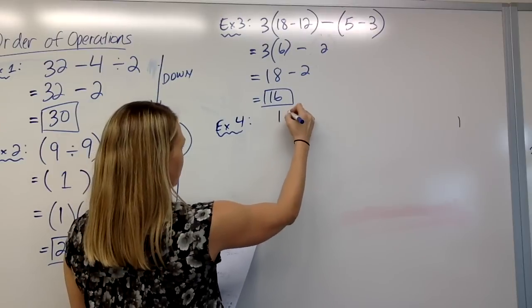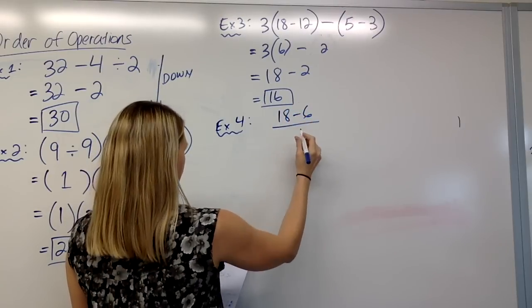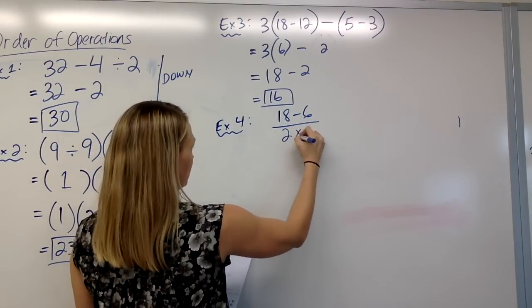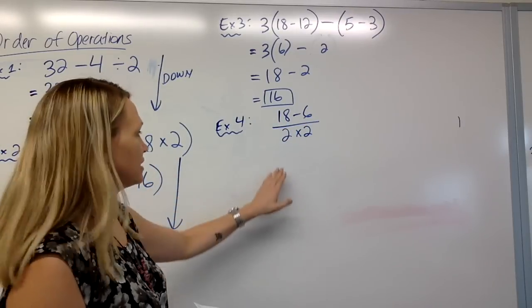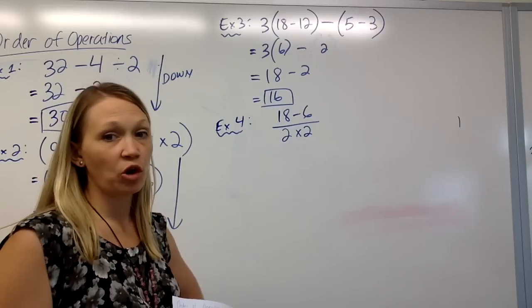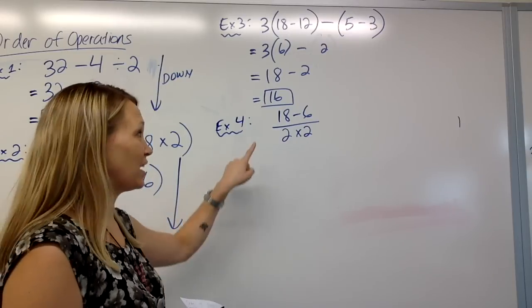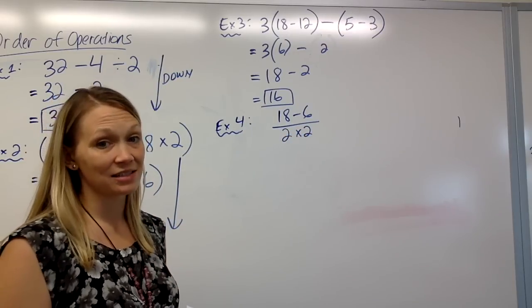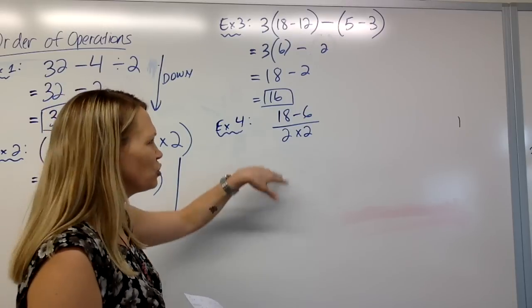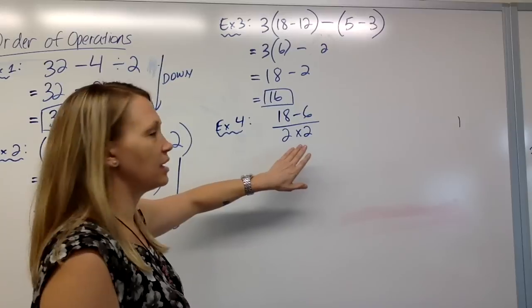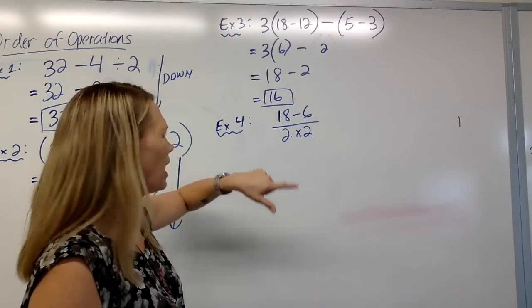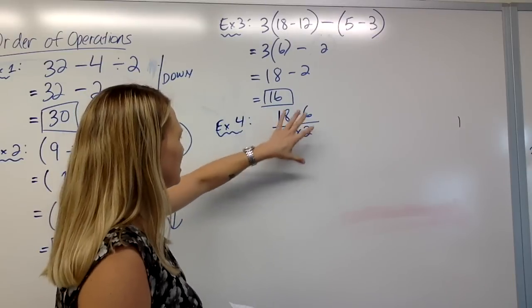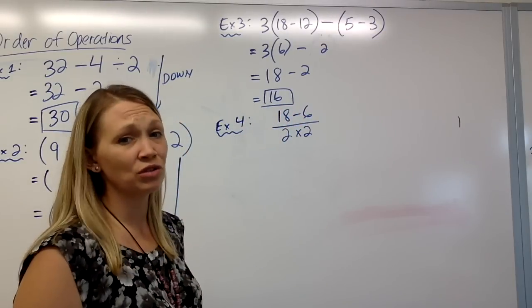I'm going to use that fraction bar. What if you get a problem like this? The numerator is 18 minus 6. The denominator is 2 times 2. I hope you remember from my last video what I said a long fraction bar means. Because if you're just going to start this, you're like, oh yeah, I have to multiply first. But then this fraction means division. So how do I divide this without doing something else first? And you're right, you do need to do something else first.